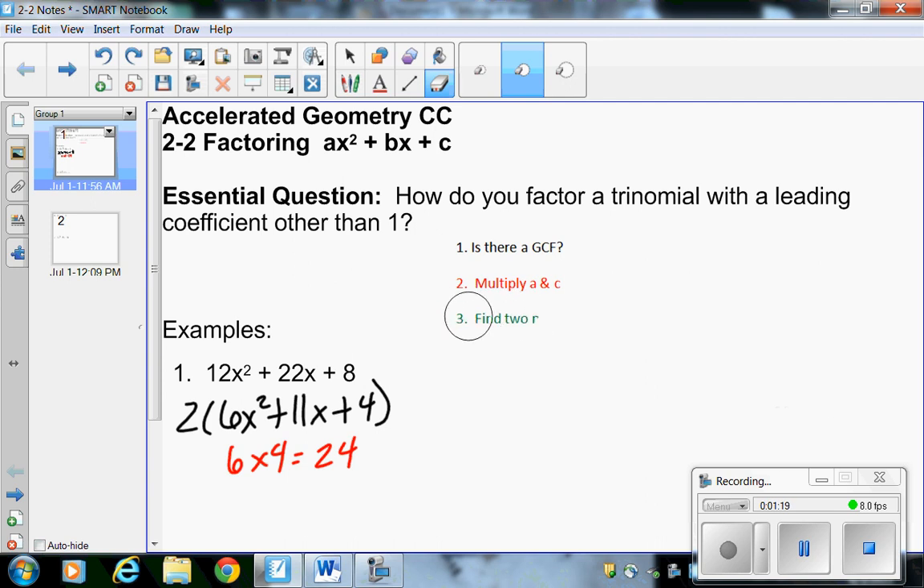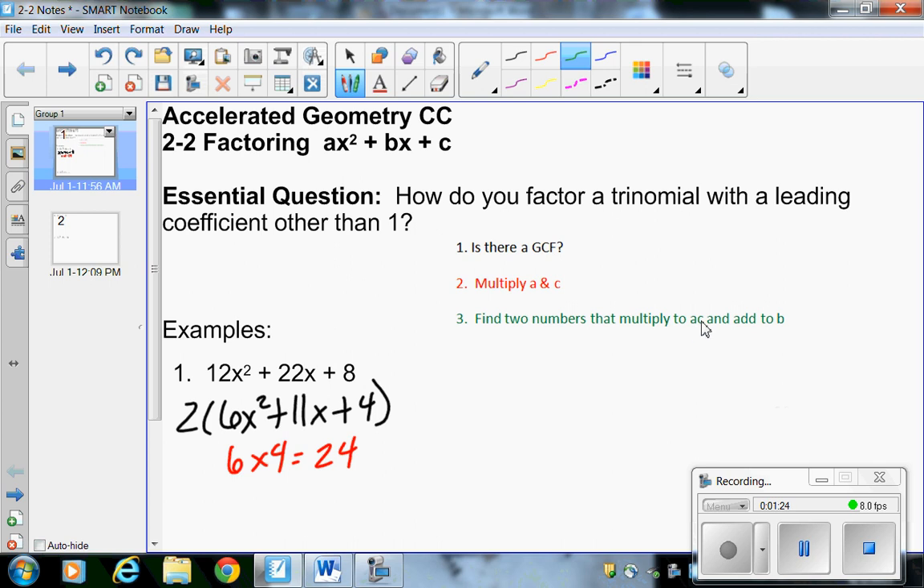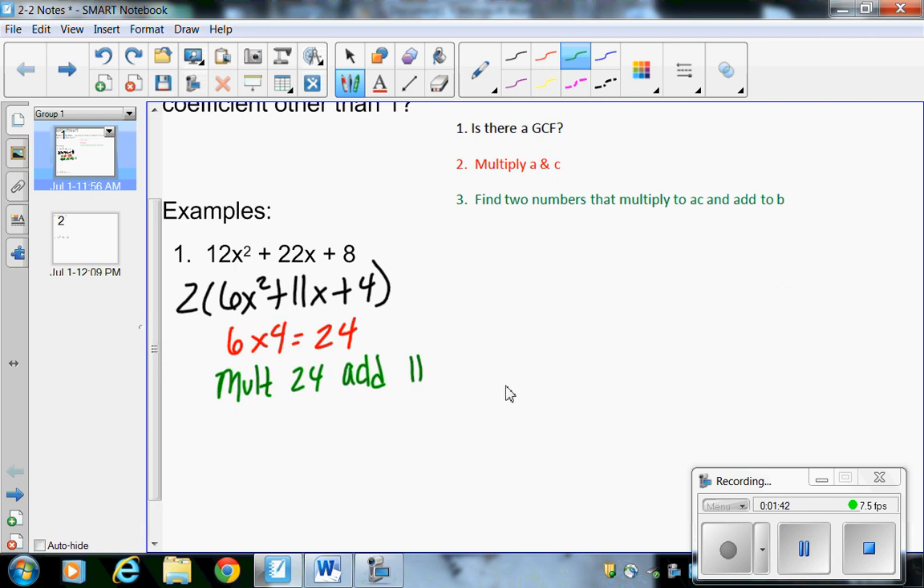Third step is to find two numbers that multiply to be the number you just found, the product of a and c, but add to be b. So we have to think of two numbers that multiply to be 24 and add to be 11, because in this case our middle term is 11, since we've already factored out the 2. What are two numbers that multiply to be 24 and add to be 11? That would be 3 and 8, because 3 times 8 is 24, and 3 plus 8 is 11.